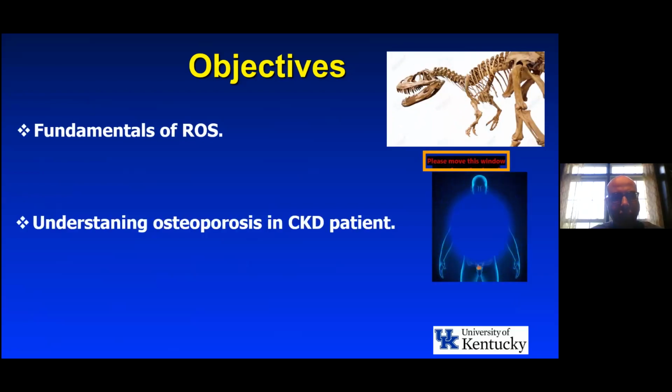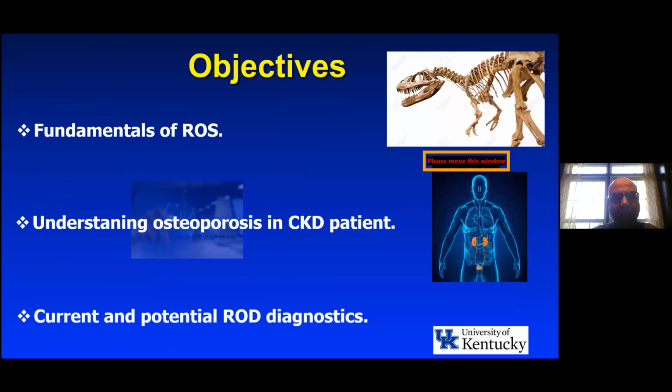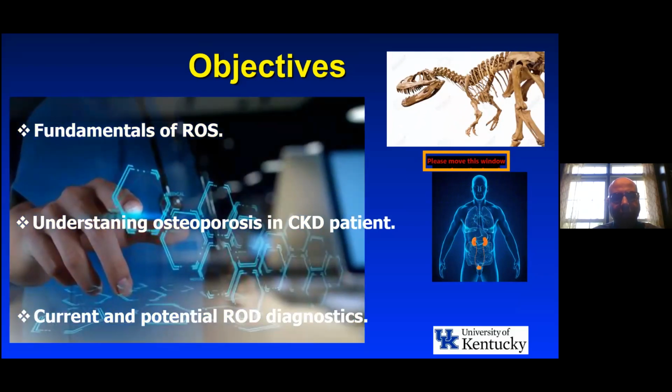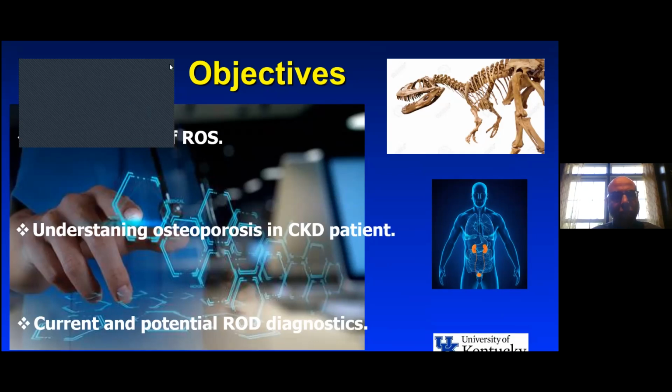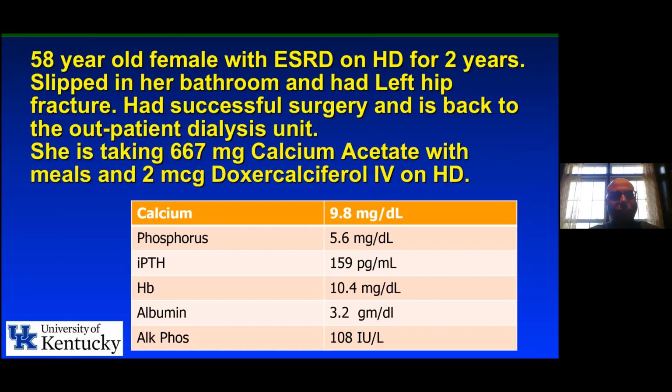So the objectives of this lecture are to understand the fundamentals of renal osteodystrophy, the definition, the pathophysiology, and to understand the complex relationship between osteoporosis in CKD patients and renal osteodystrophy. And also we'll discuss the current and the potential diagnostics. So this presentation is not focusing on medications or interventions, but more on diagnostics. Then in the future, we can talk about the different interventions to treat renal osteodystrophy. So I want everybody to focus on this case. Again, we are going to walk through this case all over our presentation today.